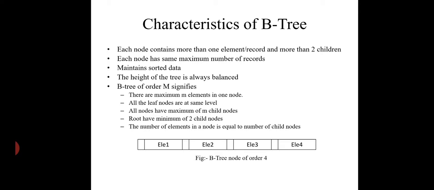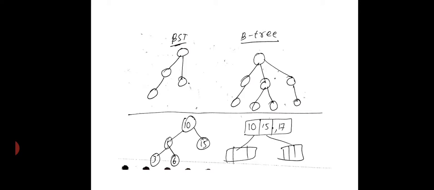So next, all the leaf nodes are at the same level. So consider next, that is all leaf nodes are at the same level. So see the difference here.